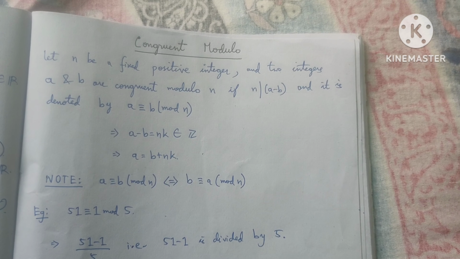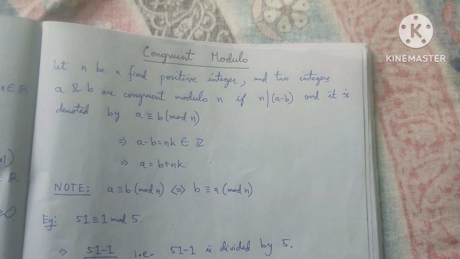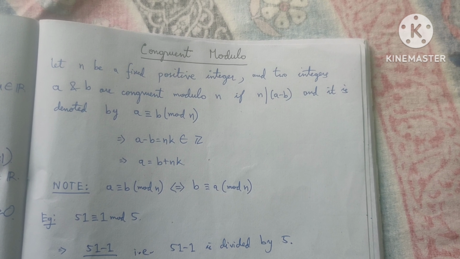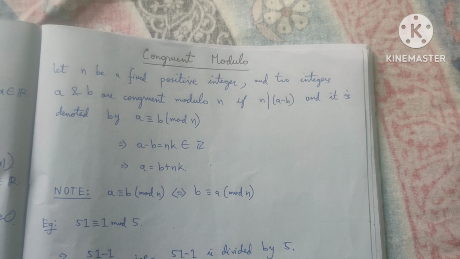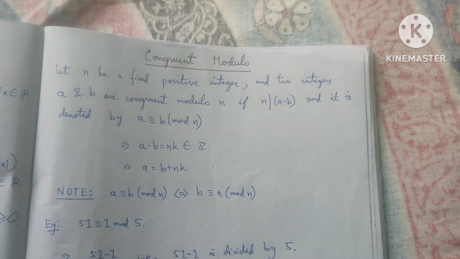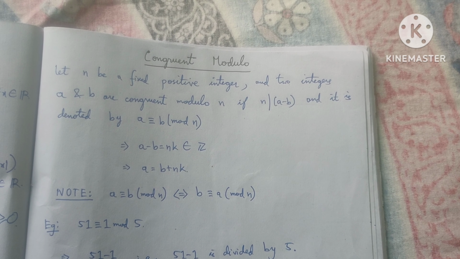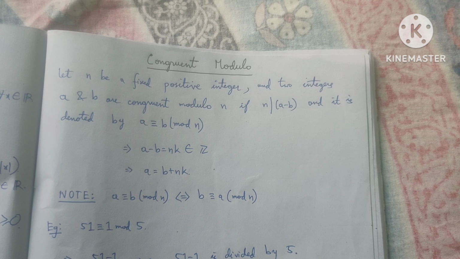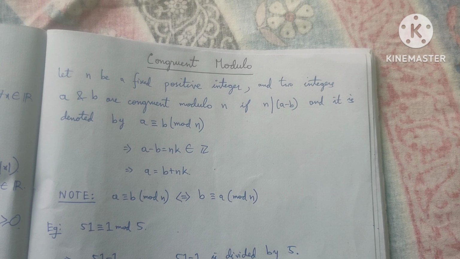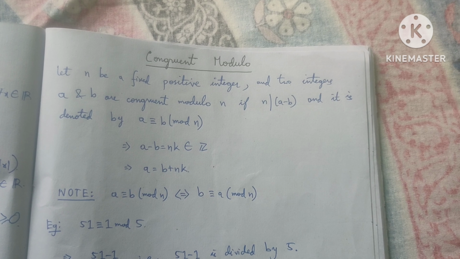Today we are going to learn about congruent modulo. Two integers are congruent modulo n if they have the same remainder when divided by n. This is written as a congruent b mod n, which is eventually a equals b plus nk.